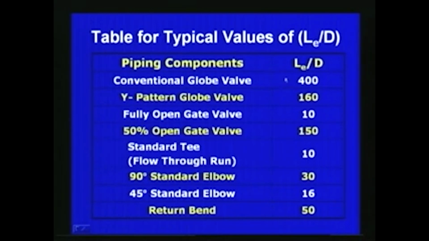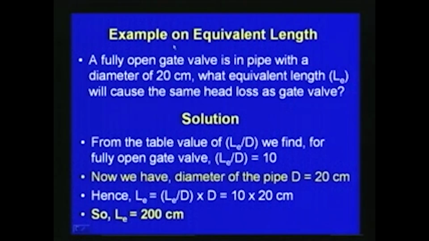So, for example, for a conventional globe valve, LE by D, depending upon the material, can be 400, or a Y pattern globe valve can be 116, a fully open gate valve can be 10, a 50% open gate valve can be 150, a standard T can be 10, a 90 degree standard elbow can be 30, a 45 degree standard elbow 16, a return bend 50. Like this, K by f is given, so that we get it in terms of LE by D, the equivalent length by diameter. So, once you know the diameter of the pipe fitting, we can easily get the equivalent length of the pipe. Now, with respect to this tabular form, we will discuss a small example here.